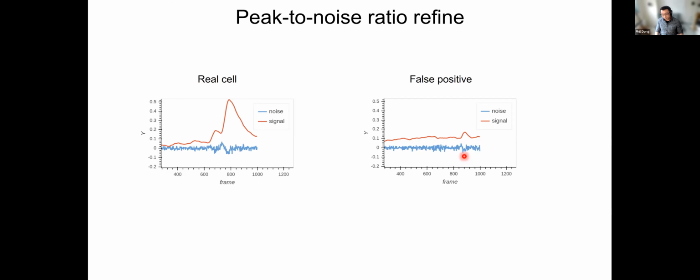With this idea behind it, we define the peak value as the amplitude of fluctuation of the low frequency component. And we define the noise value to be the range, or the amplitude of fluctuation, of the high frequency component. The way we filter our seeds is to compute the ratio between these two values. Any seed that has a relatively low peak-to-noise ratio is probably not real. It's probably a false positive. So that's the idea behind this peak-to-noise ratio refine step.